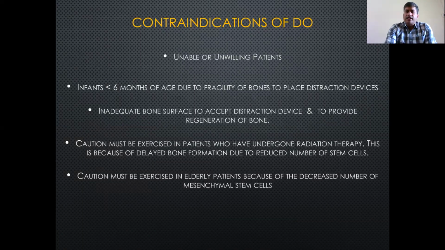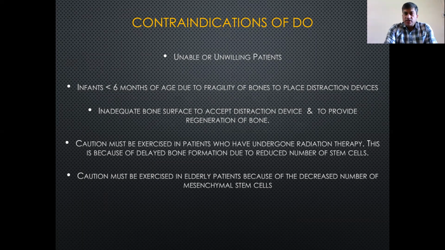Now, there are certain contraindications that we should know. First and the most important is an unwilling patient. We all know that distraction osteogenesis is a long process and it requires patient cooperation. If the patient is not willing to wear the distractor device for a longer duration of time, these patients are not indicated for distraction osteogenesis. A relative contraindication is infants who are less than 6 months because of the fragility of bones. Inadequate bone surface to accept the distraction device is again a relative contraindication.